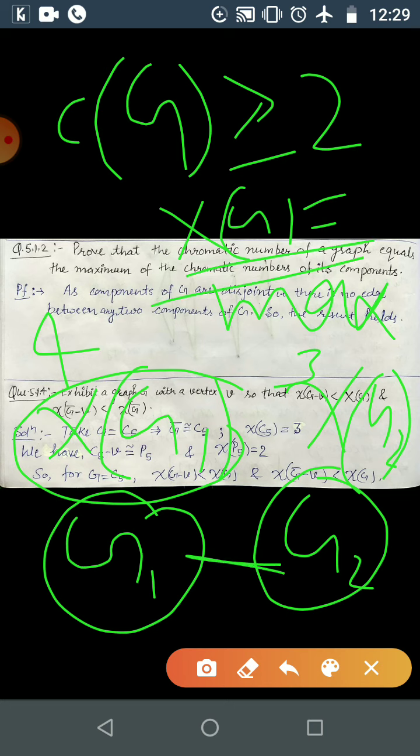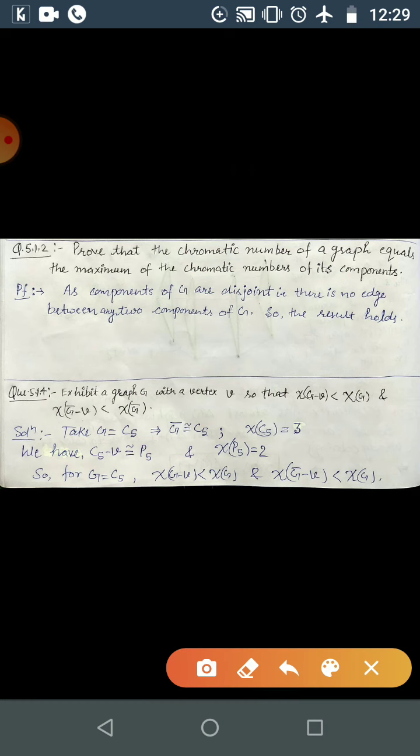Because there is no edge joining these two components. And if we have the chromatic number of G, then obviously it should be the chromatic number of some component of G, otherwise that is not the subgraph of this one. That component is the part of G, no? So here I have just written that the components of G are disjoint. Obviously there is no edge between any two components. That's why this result holds.